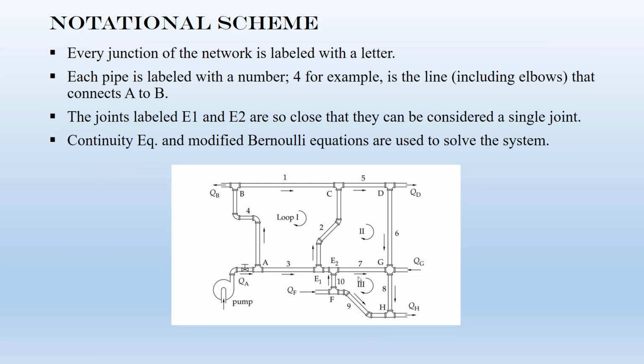As a first step to analyze the pipe networks, you need to label all pipes. You can use numbers to label all pipes. Here you have more than one pipe, so you need to label the pipes. You can start from one point and then label all pipes.